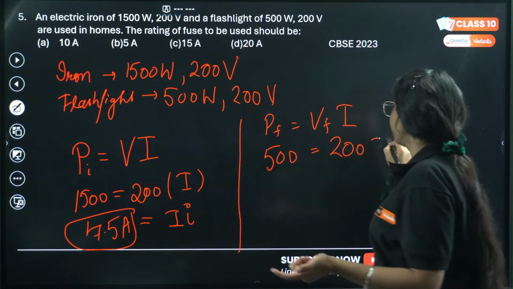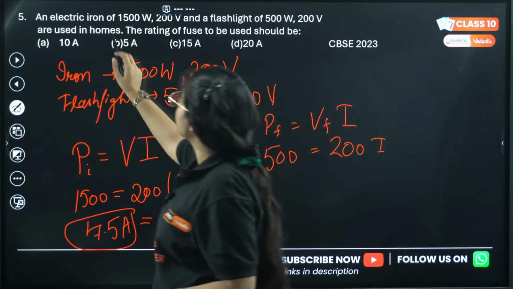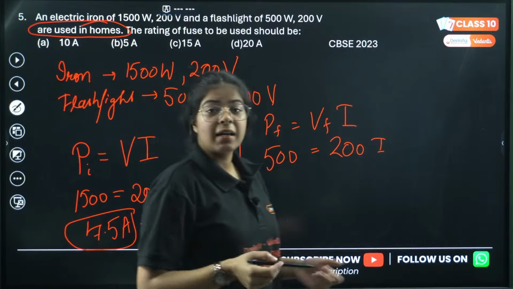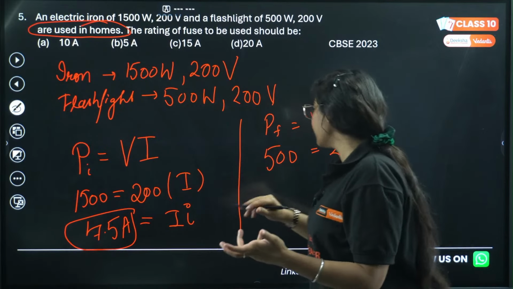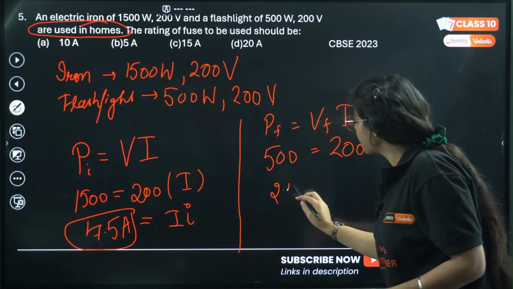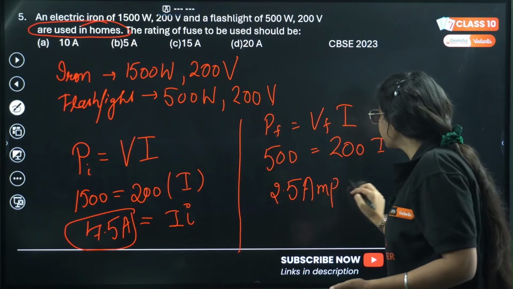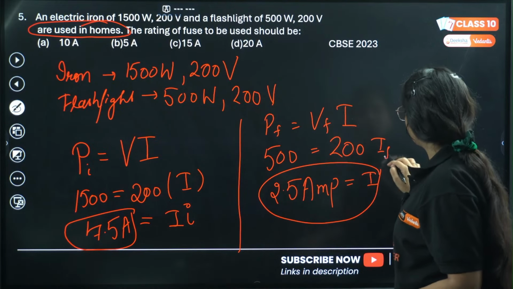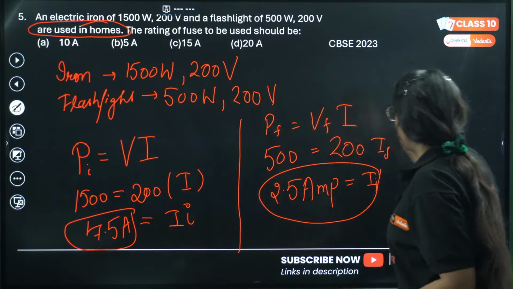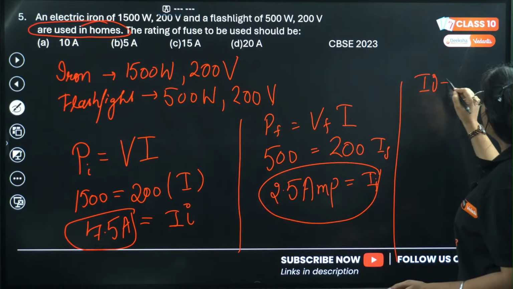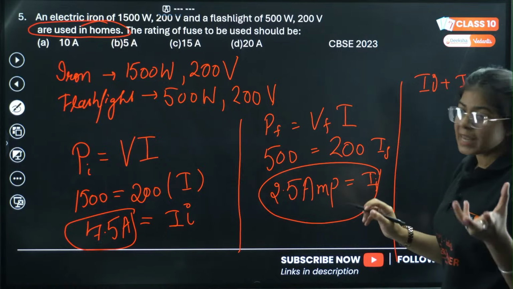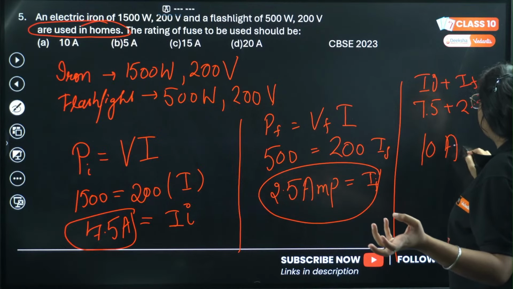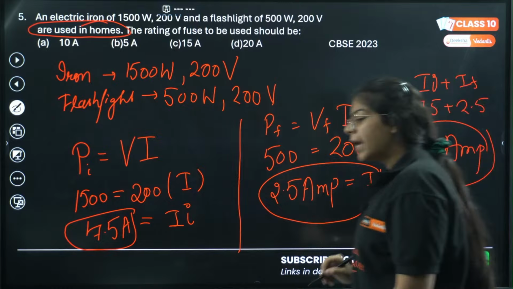Voltage is same. Why voltage is same? Because these are used in homes, and we know in homes all the appliances are used in parallel connection, and in parallel voltage does not divide. So by doing this, this will be 2.5 ampere. Correct? So you can just add these two currents. This will be flashlight and this will be iron, and the total current then will be the current from iron and flashlight, which is 7.5 plus 2.5, which is 10 ampere. The total current is 10 ampere.